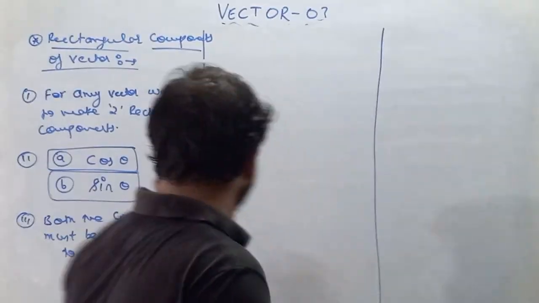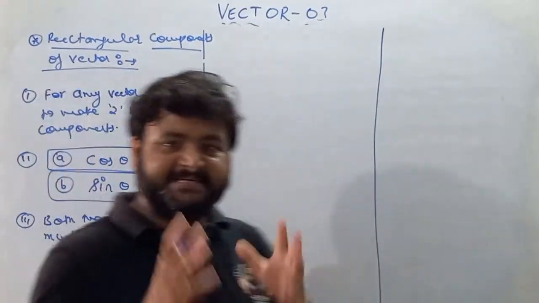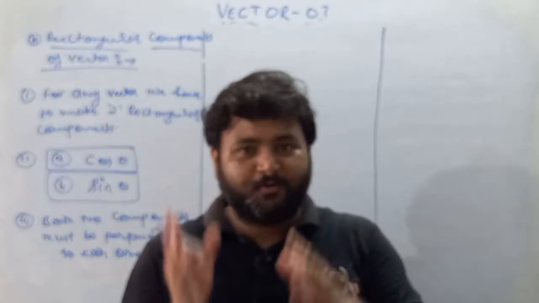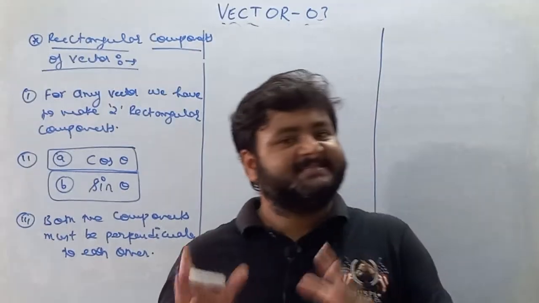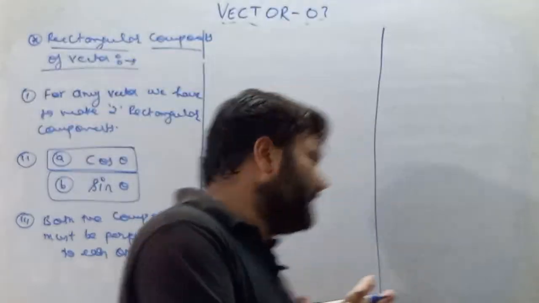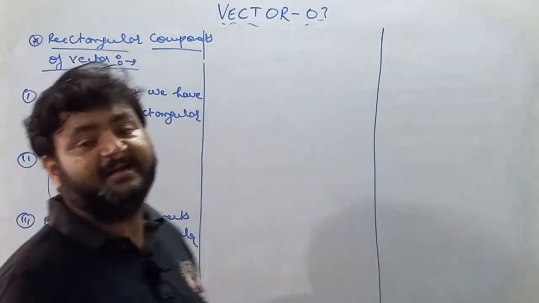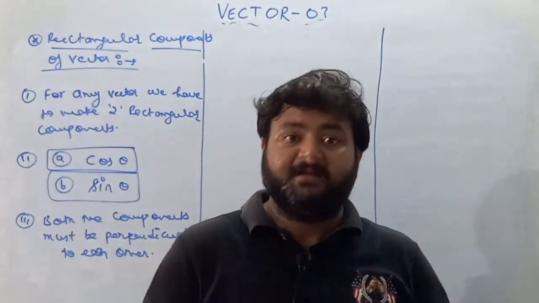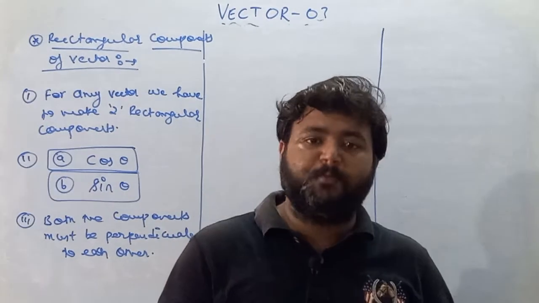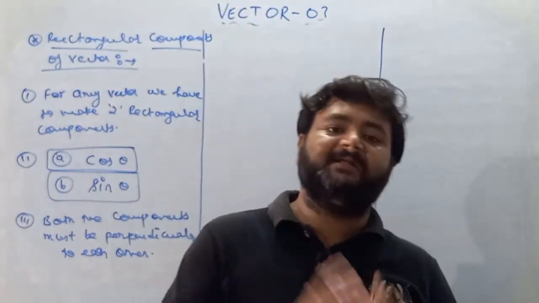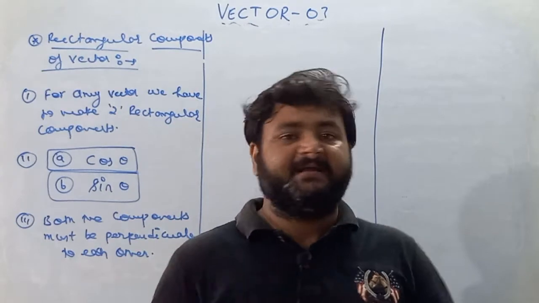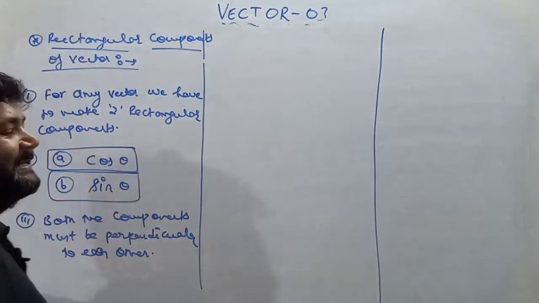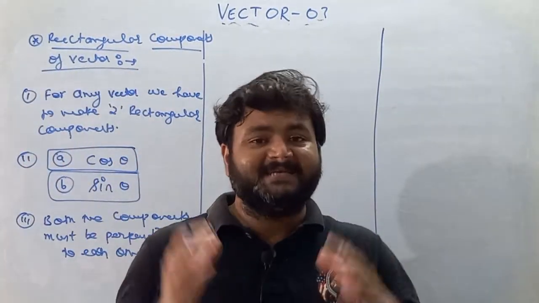One is cos theta and second is sin theta. And remember this thing, my dear student, that both the components are perpendicular to each other. One component is cos theta and the other component is sin theta.